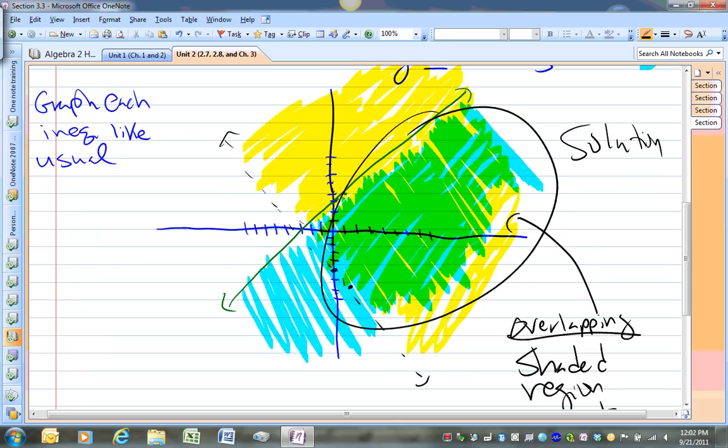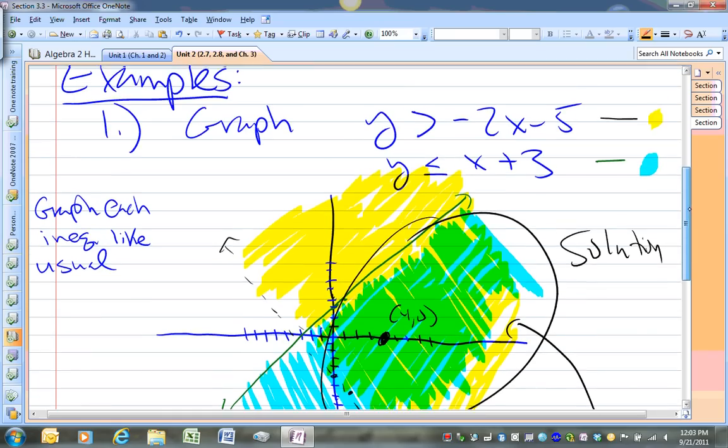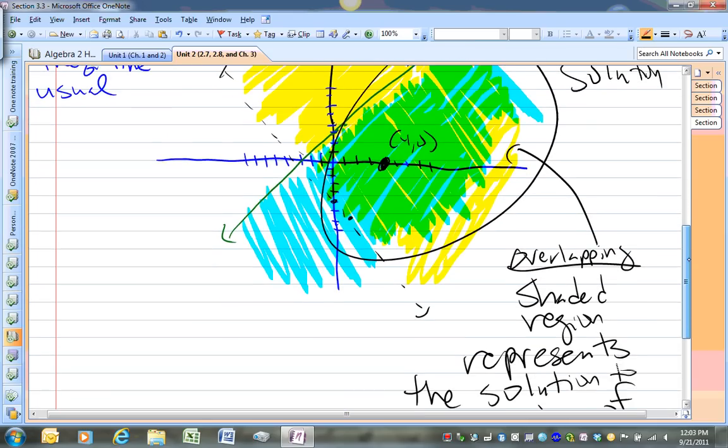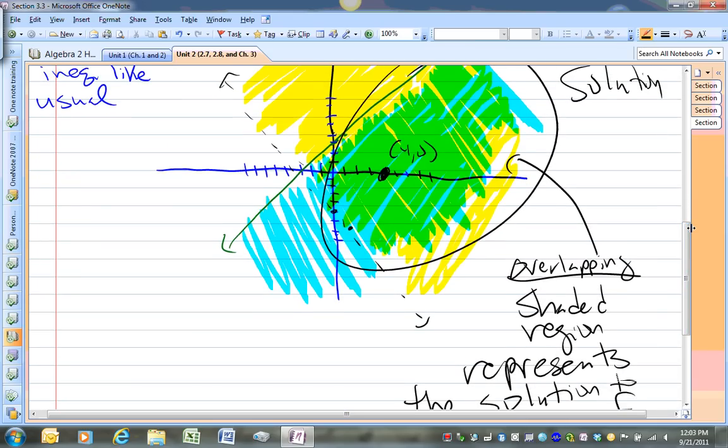For example, let's say I were to test (4, 0). (4, 0) should work for each inequality. Is 0 greater than negative 8 minus 5? Absolutely, because that's 0 is greater than negative 13. The other one, is 0 less than or equal to 4 plus 3? Absolutely, because 0 is less than or equal to 7. So that's what that represents, and that's how we graph a system of inequalities.